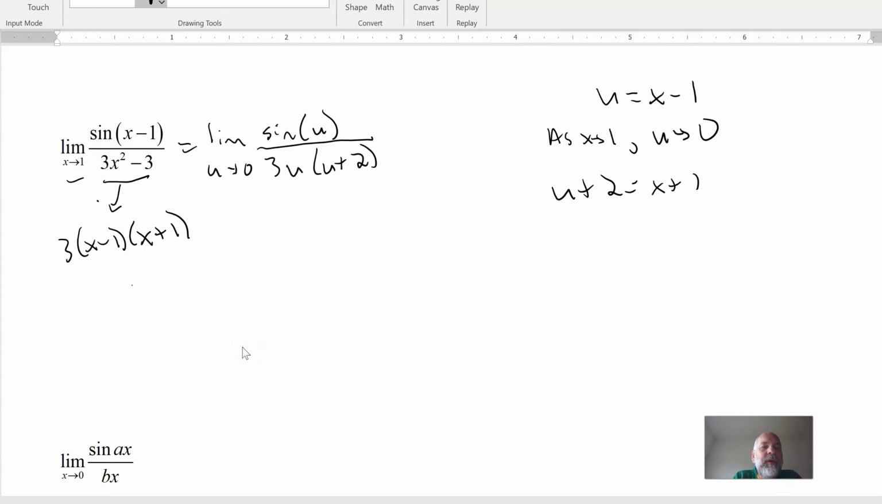I want to find out, as x approaches 1, what is u doing? As x gets closer and closer to 1, you can see that u is getting closer and closer to 0. If x was 1.01, u would be 0.01. So therefore, u is approaching 0 as x is approaching 1. And then the denominator, I've got 3 times x minus 1 times x plus 1. So I said, okay, that's 3, and that's u. I got that. And now I just need to know what x plus 1 is.